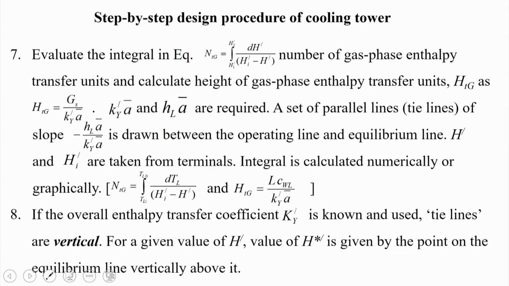If the overall enthalpy transfer coefficient capital Ky is known and used, then the tie lines will be vertical. Whatever tie lines were parallel from the operating line, these will now be placed vertically, and for a given value of H', the value of H star prime is also given by the point on the equilibrium line vertically above it.